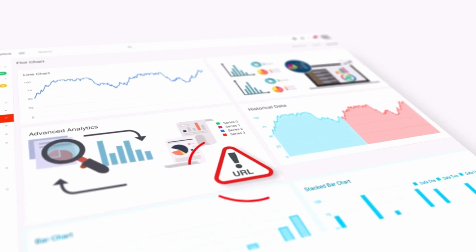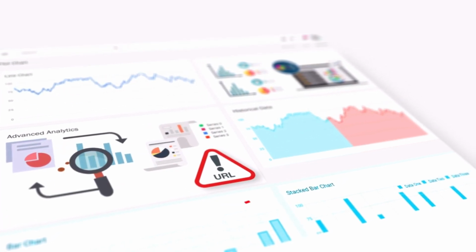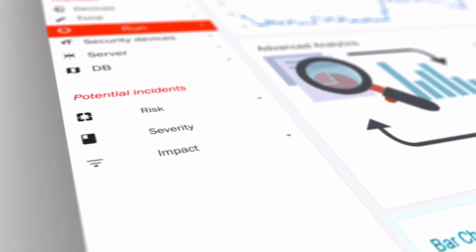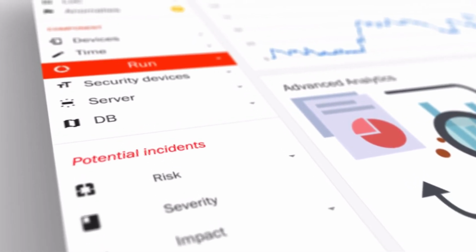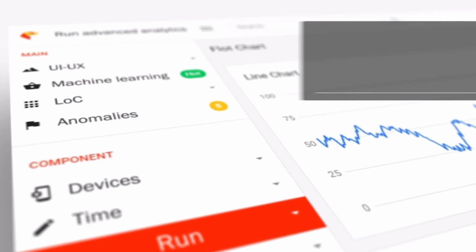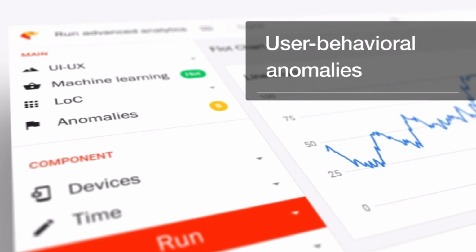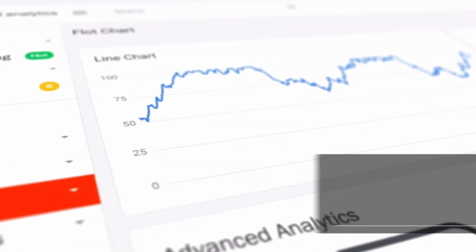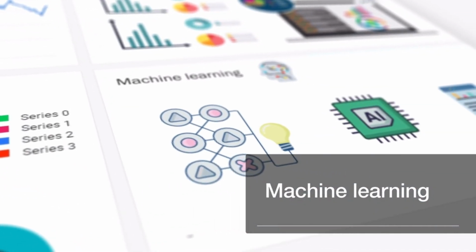2. Run advanced analytics on the data, both in real time and across historical data, to identify potential security incidents that should be investigated by a human. The potential incidents are prioritized by risk, severity, and impact. Over time, these security analytics have grown from employing simple cross-correlation rules to monitoring for user behavioral anomalies, watching for known indicators of compromise (IOC), and applying sophisticated machine learning models.